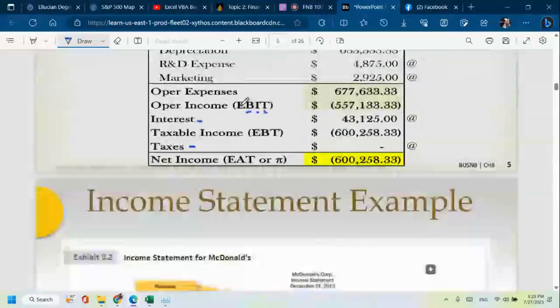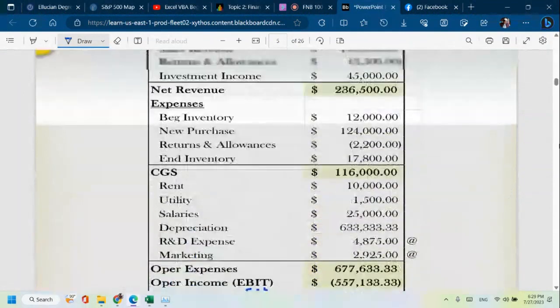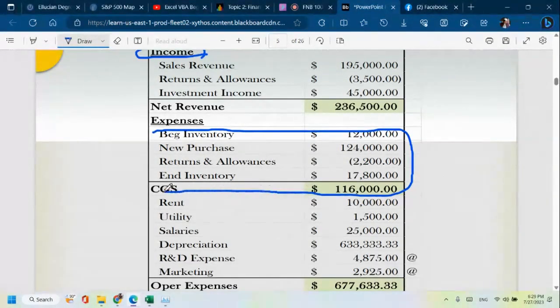Not net profit. Net profit is this. And another thing is there is something called gross profit. Again, gross profit is not really a true measure of profit because if you subtract only CGS, this is CGS, right?